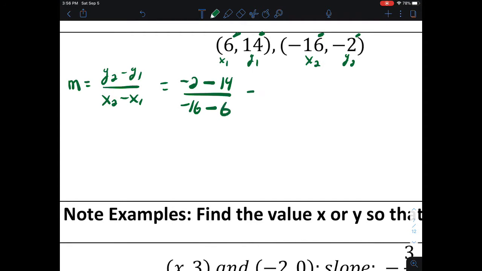And then we just simplify that. Negative 2 minus 14 is negative 16, over negative 16 minus 6 is negative 22. And then we reduce. Two negatives make a positive. 16 divided by 22, both numbers are even, so I divide them by 2. That makes 8 over 11.